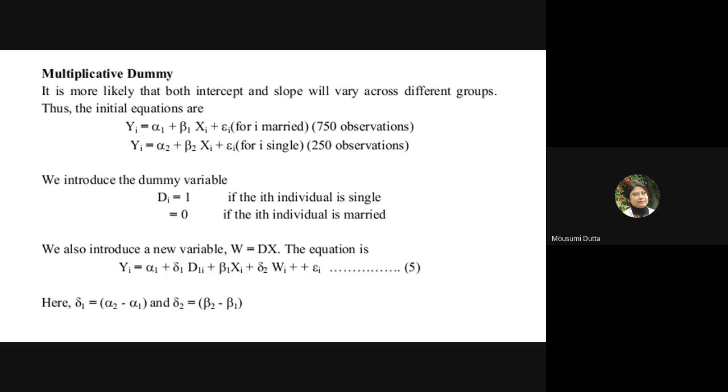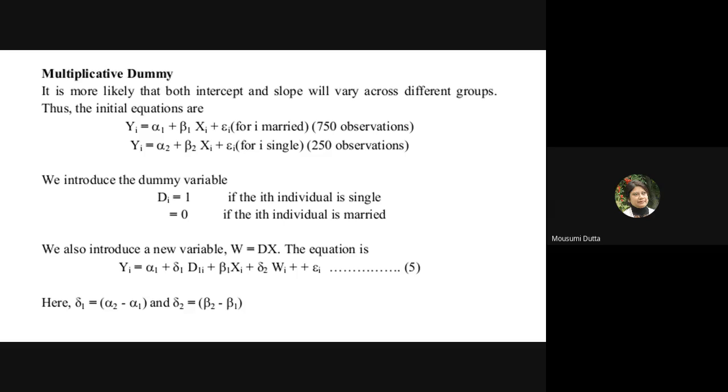So next is the multiplicative dummy, or the slope dummy. It is more likely that both intercept and slope will vary across different groups. Thus, the initial equations are yi equals alpha 1 plus beta 1 xi plus epsilon i for married, and for single, yi equals alpha 2 plus beta 2 xi plus epsilon i. So not only do they have different starting points, but their slopes are also different: beta 1 and beta 2.